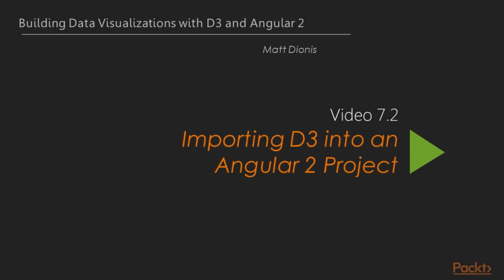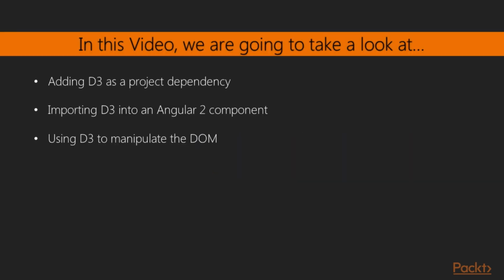Now that we have a server pulling real-time data into our app, let's import D3 into our Angular 2 client so that we can eventually visualize this data. We will begin by adding D3 to our project dependencies. Next, we will learn how to import D3 into an Angular 2 component. Finally, we'll use D3 within a component to manipulate the DOM.